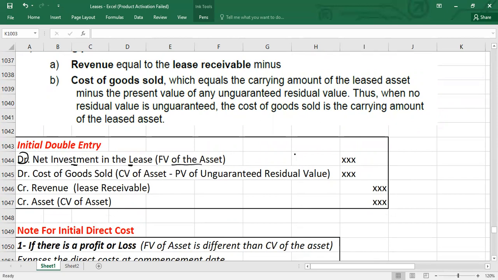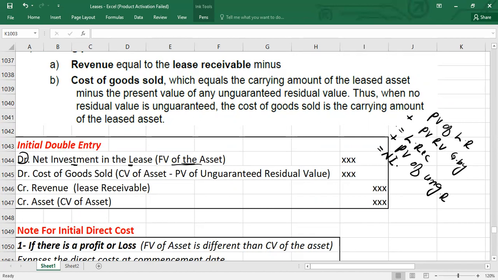If it is not given straight away, how can you calculate the fair value of the asset, guys? As I told you, you take the present value of lease rentals plus the present value of residual value guaranteed by the lessee or any other third party, which is equal to lease receivables, plus the present value of unguaranteed residual value. This is equal to your net investment in the lease, which is equal to the fair value of the asset. That is why with this amount we debit the net investment in the lease. If the fair value of the asset is not given directly, you can use this equation to calculate it.